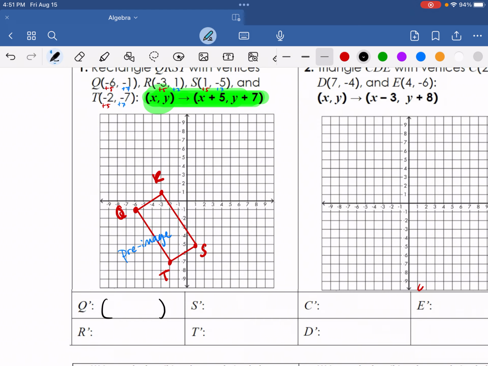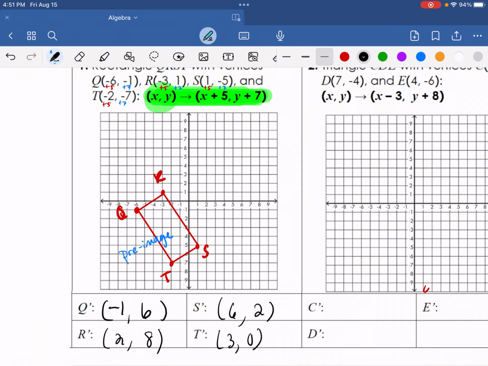So -6 plus 5. So I'm doing Q first, right? That's what I'm doing. And then I would get -1. And then -1 plus 7 is 6. Now for R, make sure you go to R. R is the bottom one. -3 plus 5 is 2. And then 1 plus 7 is 8. S is 1 plus 5 is 6. And -5 plus 7 is 2. And T, -2 plus 5 is 3. And -7 plus 7 is 0.